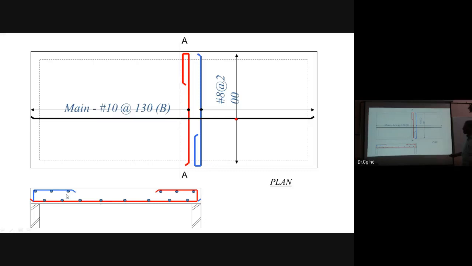This is distribution, this is 260 millimeter center to center. And this is again that is distribution bar. Now how we calculated this. It is not. Now that is 10 at 130 mm center to center. This is 8 at that is 200 millimeter center to center. And this is top reinforcement that is 260 millimeter center to center.